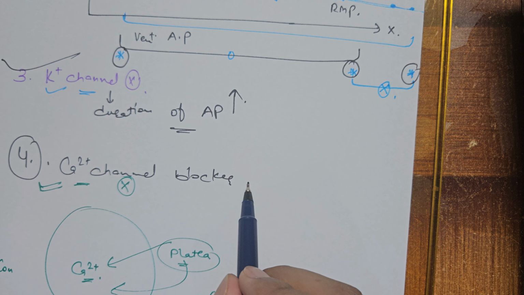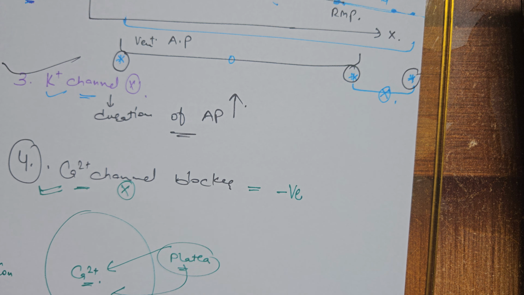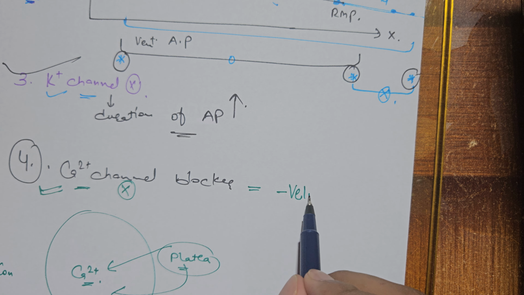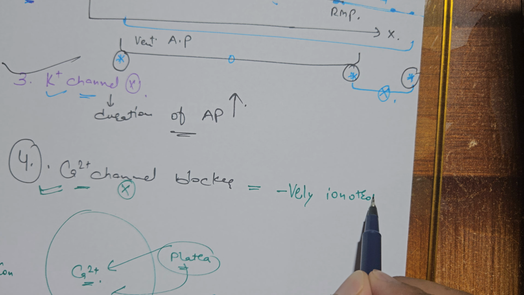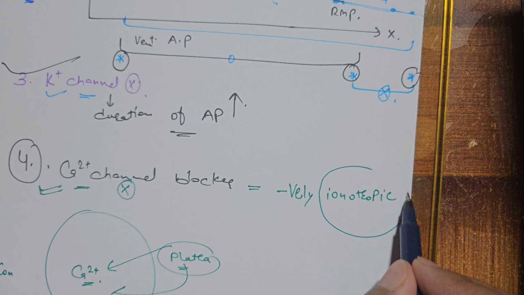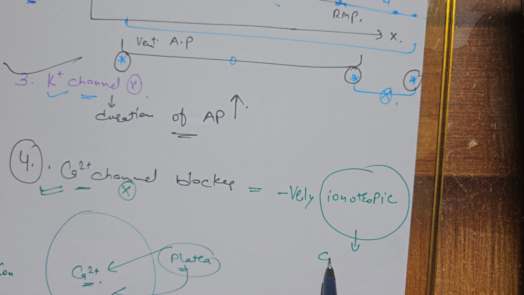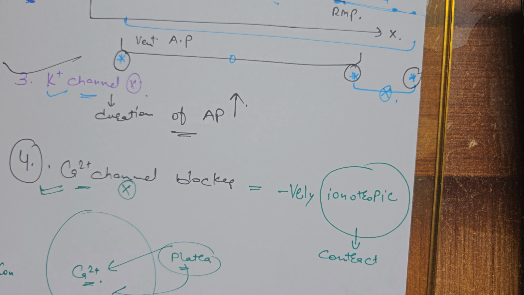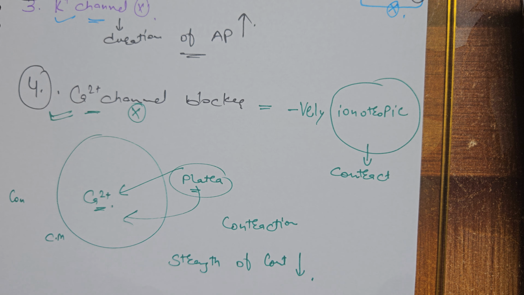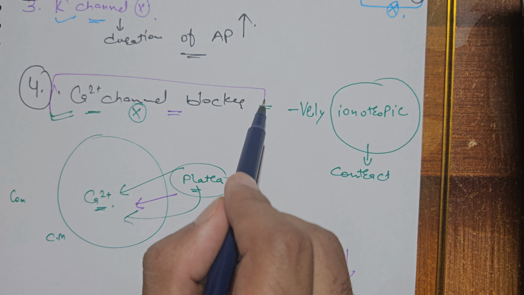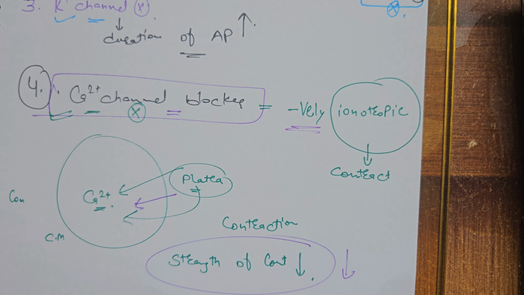So these calcium channel blockers are called negatively inotropic. Why? We studied in the previous lectures, inotropy refers to the contractile strength. So positively inotropic factors are those factors which increase contractility, and negatively inotropic factors are those factors which decrease contractility. And we can see here, when we blocked these calcium channels, calcium doesn't come inside the cell, so the strength of contraction decreases. So we can say that calcium channel blockers are negatively inotropic. They decrease the contractility. Is that clear?